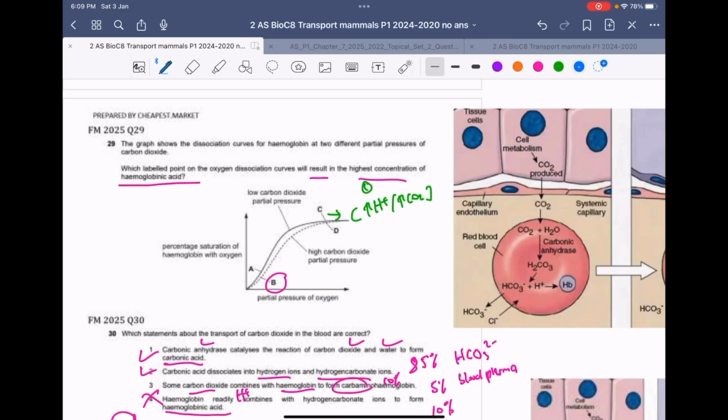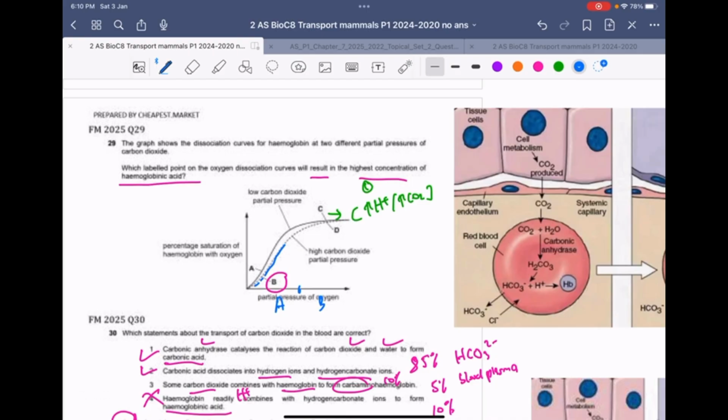That is the first point. And secondly, you can look at it from another angle: you can see the curve as two parts, from here to here is the first part, and from here is the second part, so we call them A and B. In region A, at a low partial pressure of oxygen, the oxyhemoglobin tends to dissociate to release oxygen to the respiring tissue, because there is a very low partial pressure of oxygen. But in region B, at a high partial pressure of oxygen, hemoglobin will tend to combine with oxygen to form oxyhemoglobin.